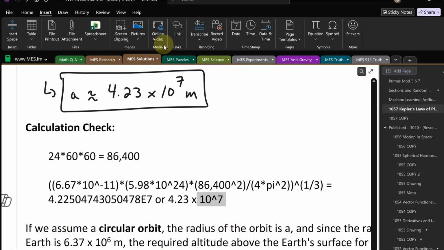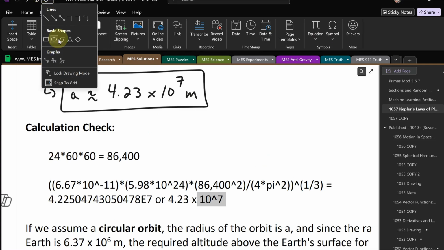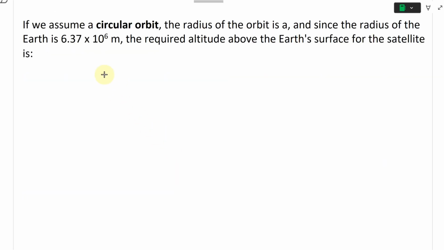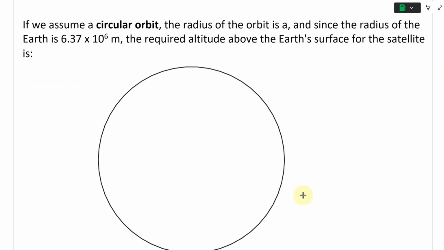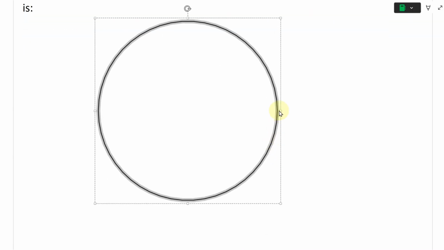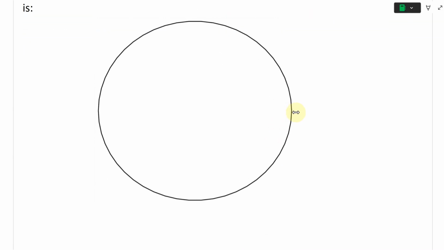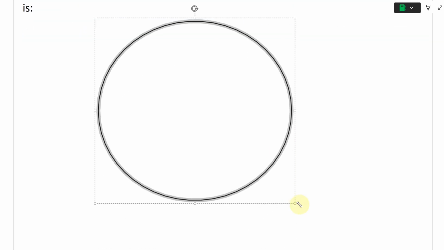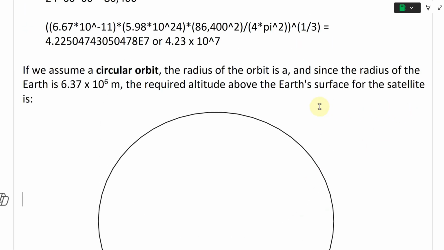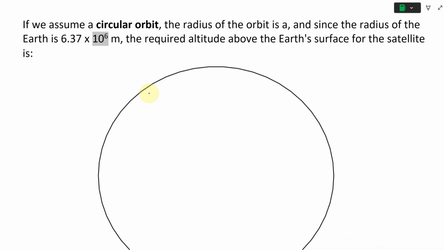But anyways, what I'm going to do now is insert a circle. I'm going to try to make this accurate. All right, so we have that, and I'm going to try to make this as accurate as possible. So that is a circle. I'll make it bigger. Anyways, it's not fully round, but I just wanted it to look decent enough. And the reason is, this is times 10 to the 7, this is 10 to the 6, so basically the semi-major axis is 10 times bigger.